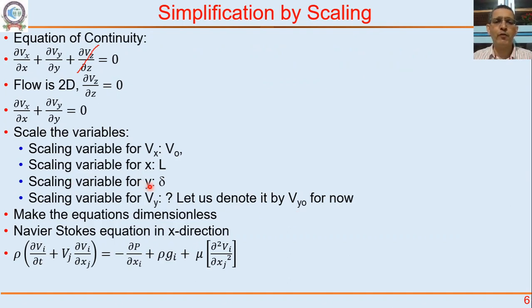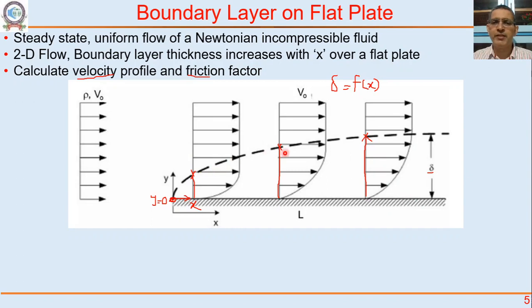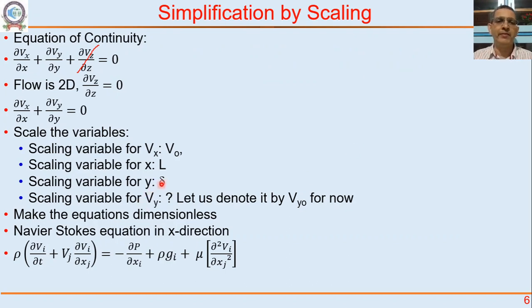What is the scaling variable for y? Where is the flow changing? Flow is changing only in this region. Beyond this, it is practically V0. That's not of our interest. We want y to change from here to here. We want to make that y dimensionless and make it go from 0 to 1. The only way we can do that is if I scale the variable y with respect to delta, which means we are going to divide by delta. That's the meaning of the word scale, scaling the variables.